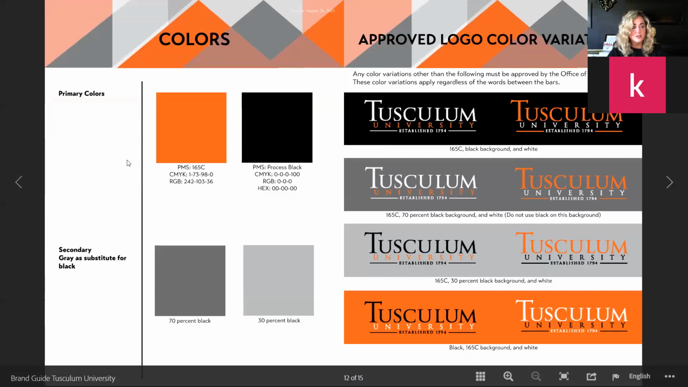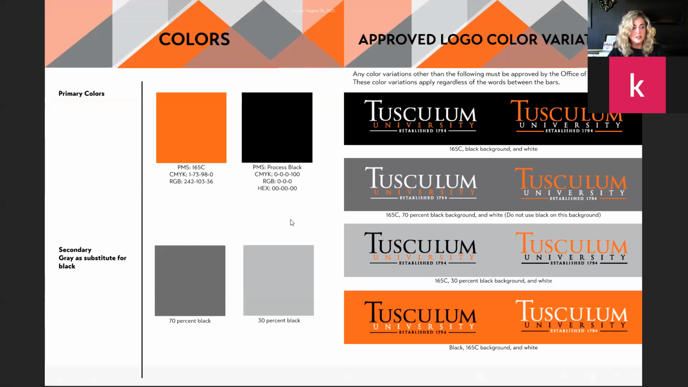And then this is the colors. See how they list the PMS color, the CMYK, and the RGB? Because you need all of them for print, online, and general use. Yes, exactly.